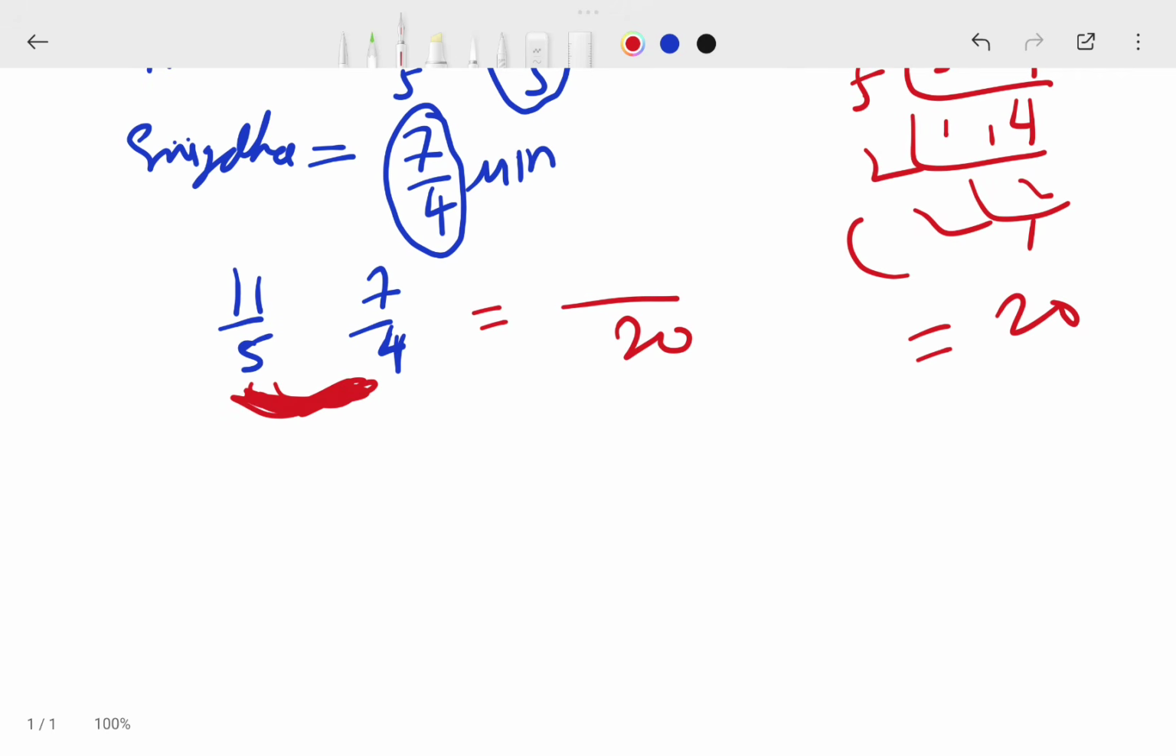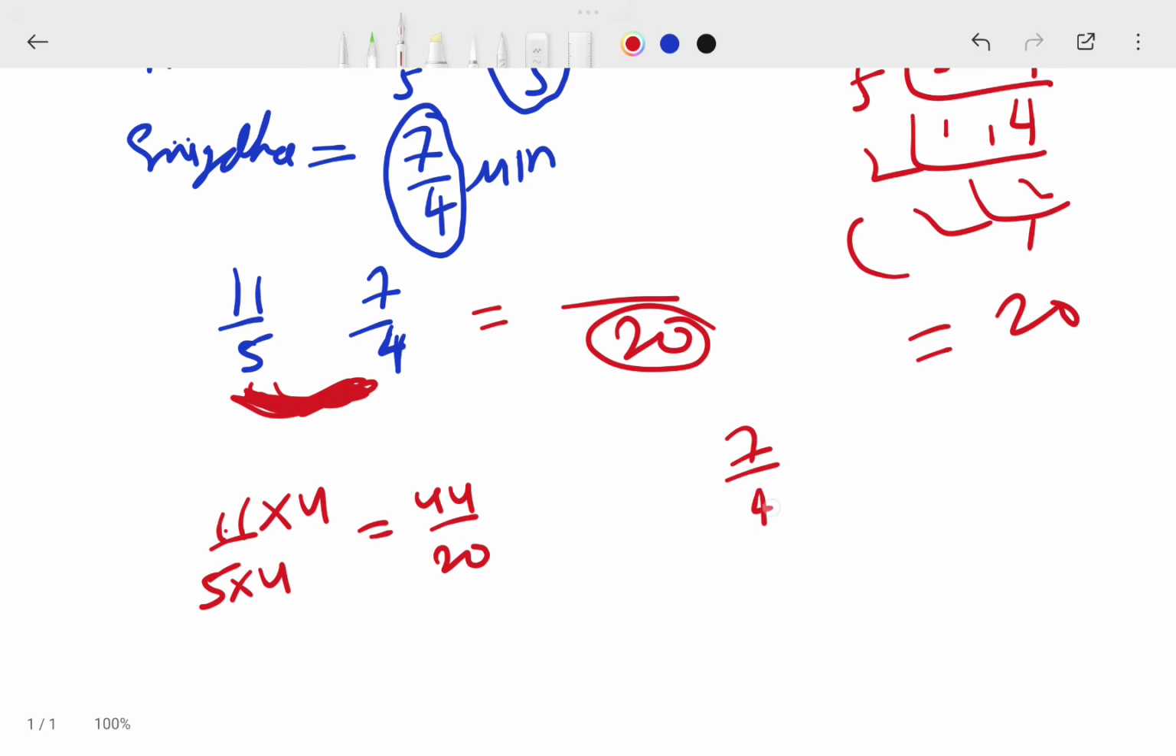In the 5 table, 20 is how many times? 4 times. So it is multiplied by 4 and that's going to be 44 by 20. Simple. Now this is 7 by 4. In the 4 table, 20 is how many times? You will say, sir, it is 5 times. Multiply by 5, so it is going to be 35 by 20.